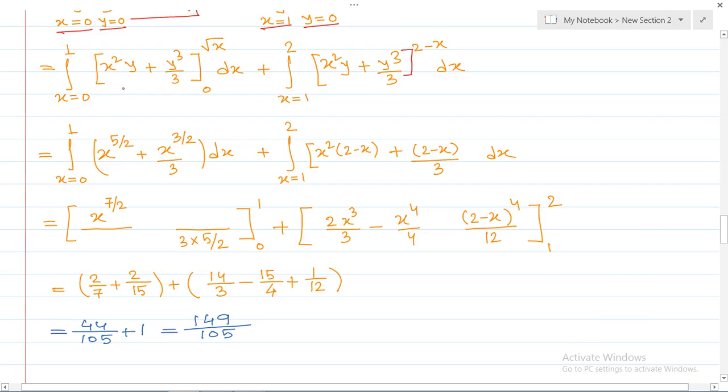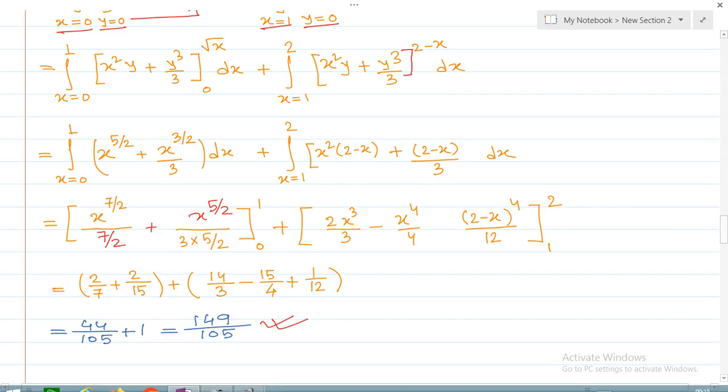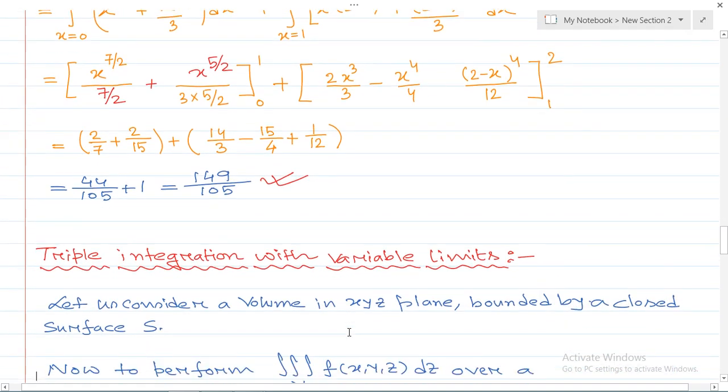So x to the power 7 by 2 divided by 7 by 2 is coming here, so it is going to be plus, and x to the power 5 by 2 it will be, divided by 3 into 5 by 2. Okay, so the rest of the part is okay. So the final answer is coming as 149 divided by 105. So these are about the double integration.